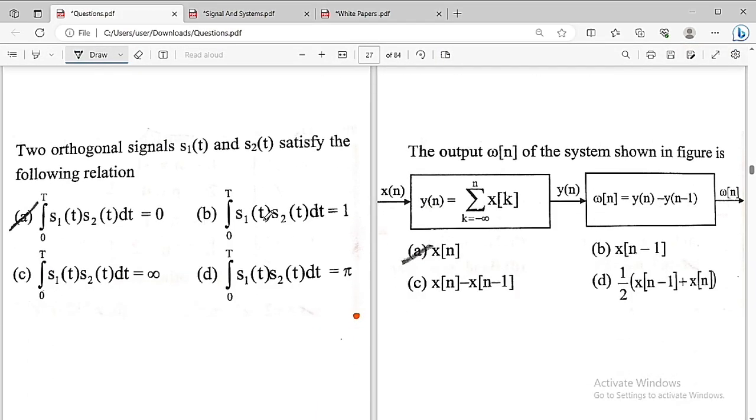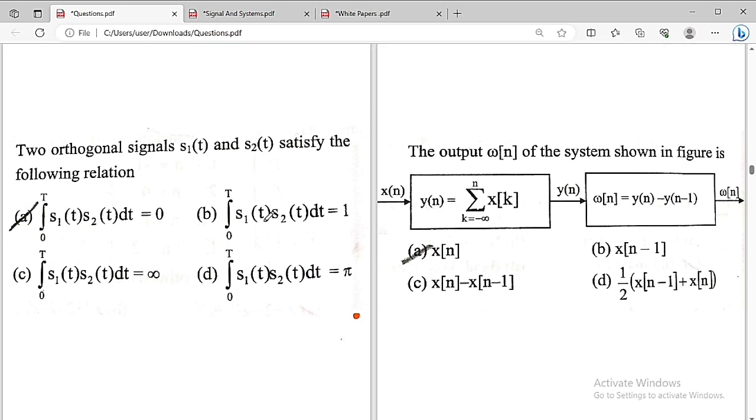Now we are going to solve another question. See the question here. Two orthogonal signals S1 of t and S2 of t satisfy the following relation. Suppose S1 of t and S2 of t are orthogonal signals, then what is the condition that they are going to satisfy, that we need to figure out. So we can say that S1 of t and S2 of t are the orthogonal signals.